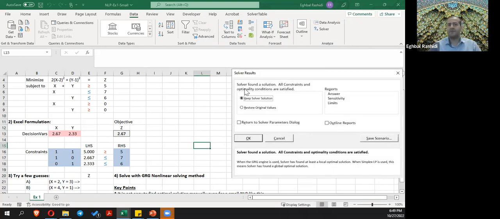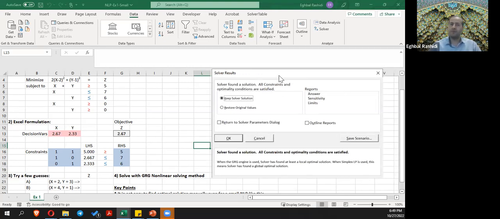So this is what it says. Solver found a solution. It didn't say that it's optimal or not. It says all constraints and optimal conditions are satisfied. But actually here it says it's optimal. But not necessarily with nonlinear programming, depending on the problem, we cannot be sure whether we have solved it optimally or not. Here, because it's a specific problem, it can say with certainty that it's optimal. So this is the optimal solution.